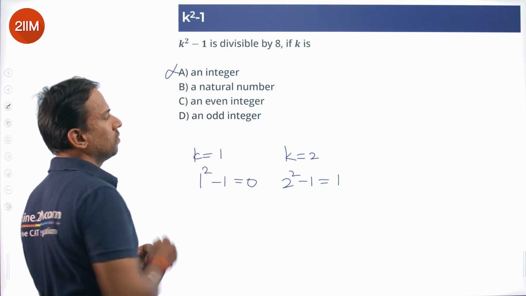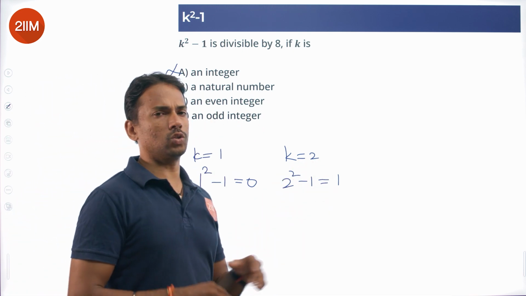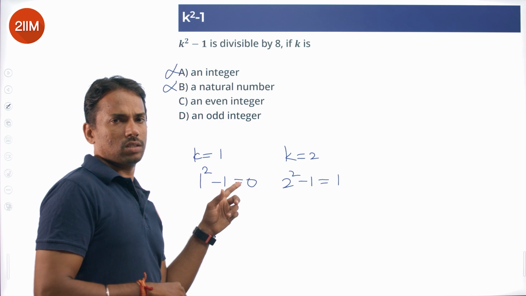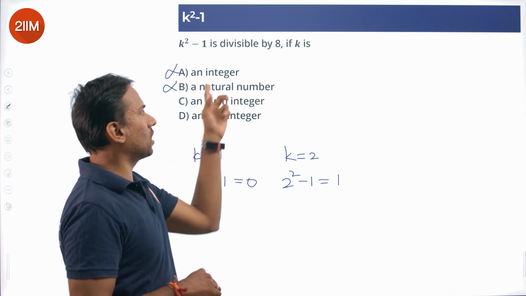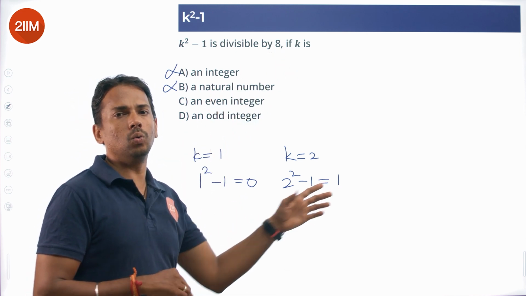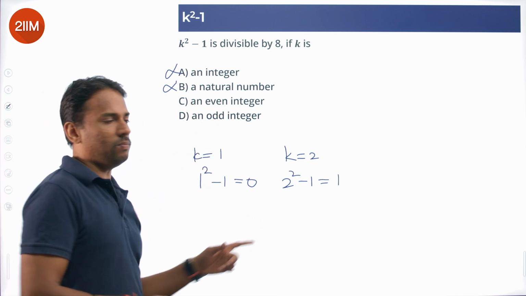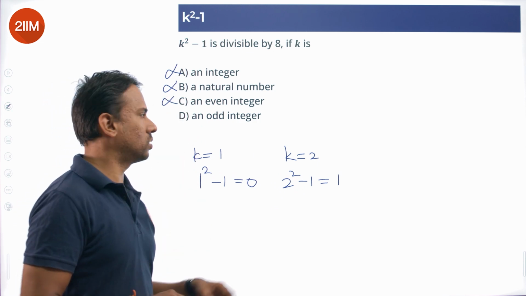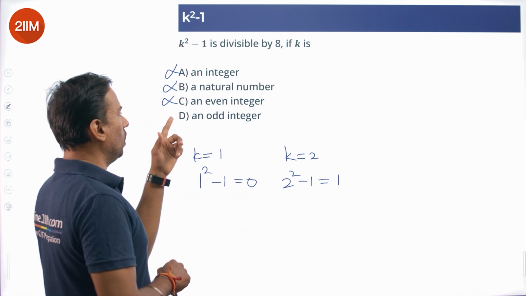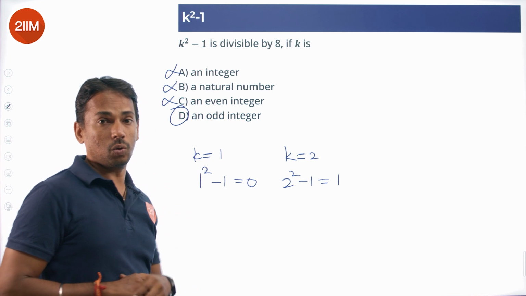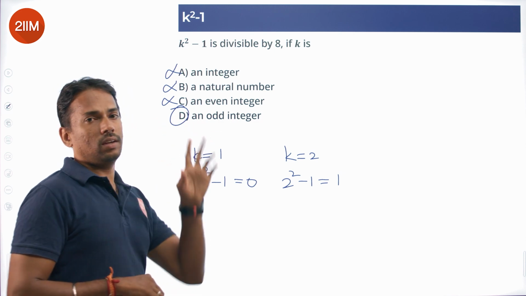Option A can't be the right answer. With the same sense, I can remove option B also. A natural number: 2 is a natural number which is not working. 1 works, it's a natural number, but is it working for any natural number? No. If k is a natural number, 2 is not working. 2 is gone. And even integer, with the same claim, we can reject C also, because k equal to 2 is an even integer. It's not working. We are only left with D. That must be the right answer. So k square minus 1 will be divisible by 8 whenever k is an odd integer.